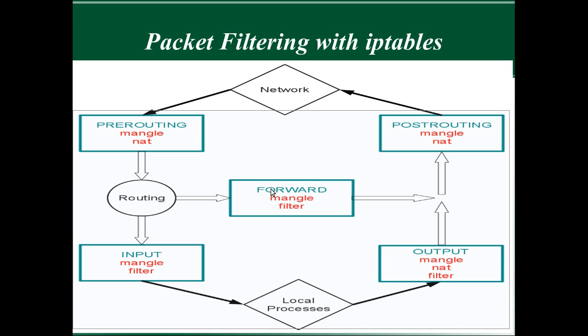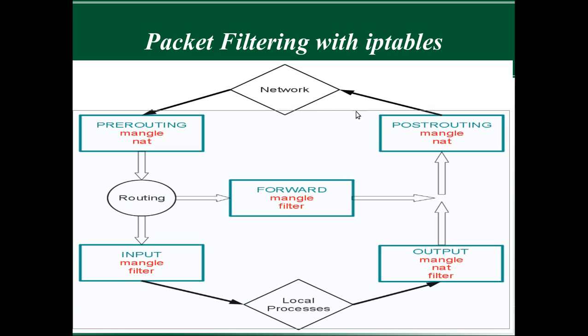After the routing decision is made, it goes to the forward chain and then to post routing. Forward chain simply means any packet which is coming from one network or IP address and going to another network or IP address. In this chain you can pass it through the table which is mangle, which means you are modifying TCP headers. The other could be related to filtering, where you can block a specific network from passing the traffic through this forwarding chain.